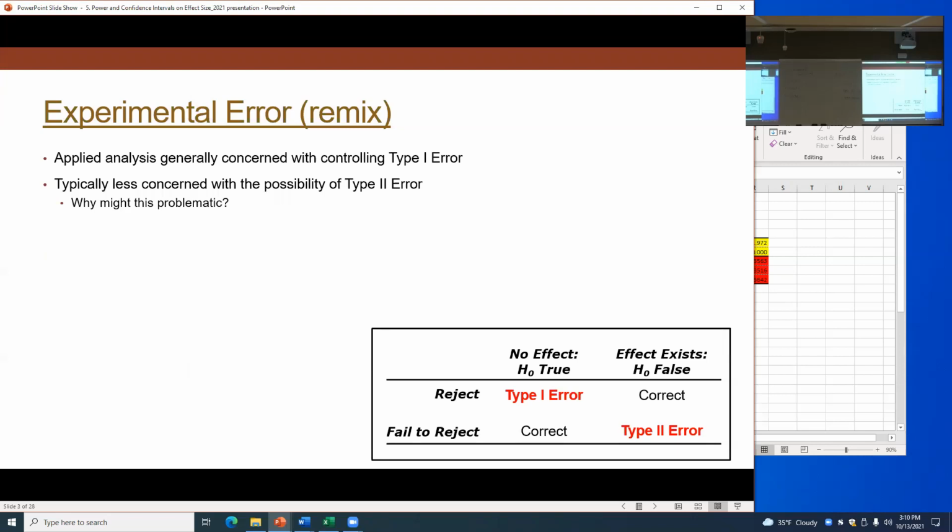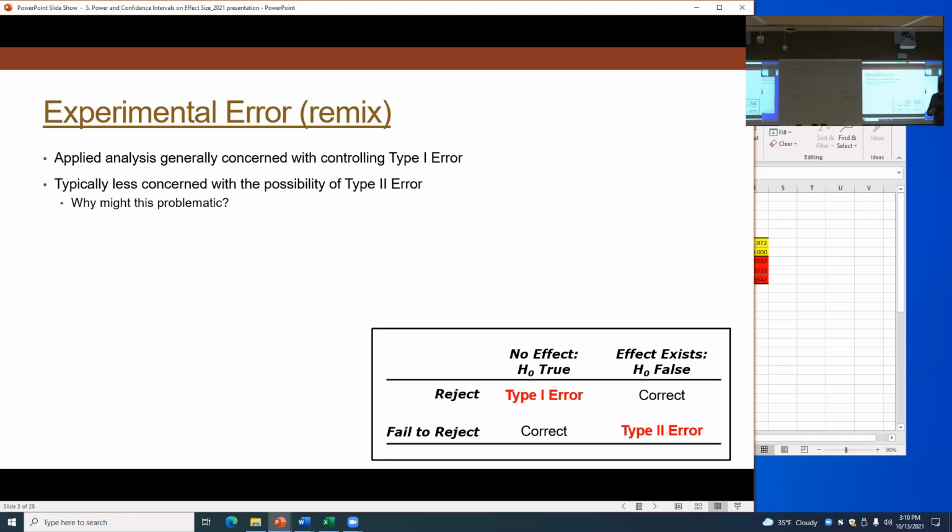Okay. So we go back through and talk about our experimental error. Okay, we've got two types of experimental error. What are my two? Someone help me with my two types. What happens with a type 1 error? Pasha, go for it. I reject the null when it's actually true, right?